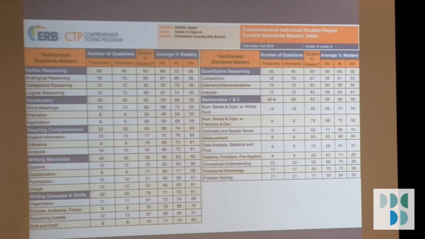Now I can see, okay, spelling, capitalization, punctuation, and usage. Let's see, spelling, this student's average was 79 versus 63, so spelling is fine. Capitalization also fine. Ooh, punctuation, 21 versus 59. So it's really that punctuation piece of things that is bringing this student's score slightly down that is otherwise high.